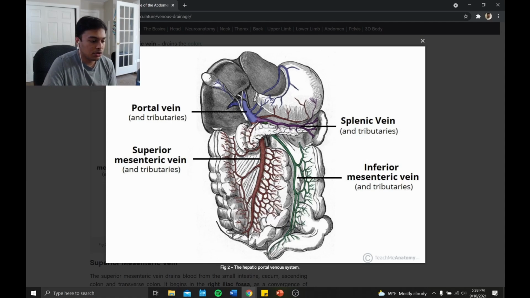All that blood goes into the superior and inferior mesenteric, which eventually all branch through into the portal vein, and the portal vein goes to the liver. So if you have a blockage right here, that means that blood needs to go the opposite way to get to the inferior vena cava.